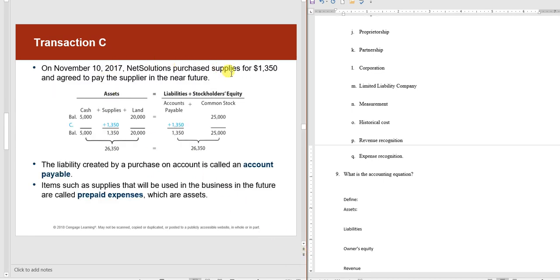Next one, they purchased supplies for $1350 and agreed to pay the suppliers in the near future. So what did I get? I got supplies, so my supplies go up. How did I get my supplies? I promised to pay for them later. So I have an account that is payable. I call this accounts payable. It's a liability I owe. So I got supplies, but I owe on it. So again, in my individual transaction, my assets equal my liabilities and owner's equity. And overall, my assets equal my liabilities and owner's equity.